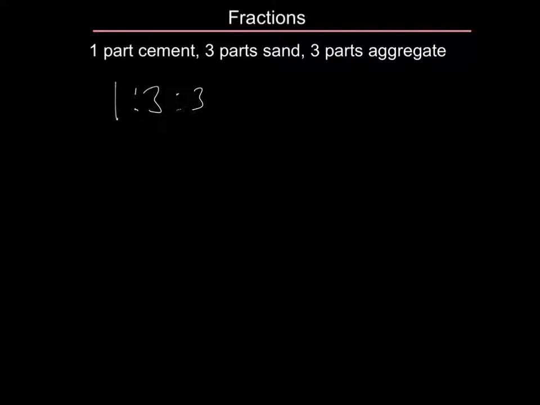What about if you need twice as much cement or twice as much concrete? What you do is you change the ratio. But to change the ratio, you've got to do it properly. You need to multiply all of the numbers by the same number. So I'm going to multiply all these numbers by 2, and I'll get 2, 6, 6. That means that for every 2 shovels of cement, I need 6 shovels of sand and 6 shovels of stone or aggregate.